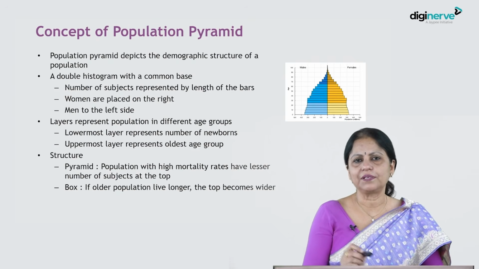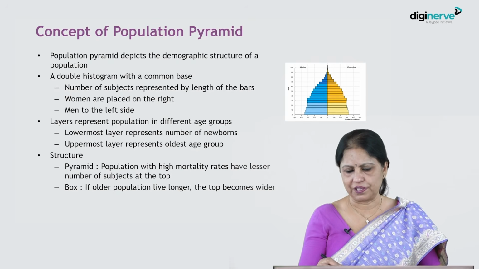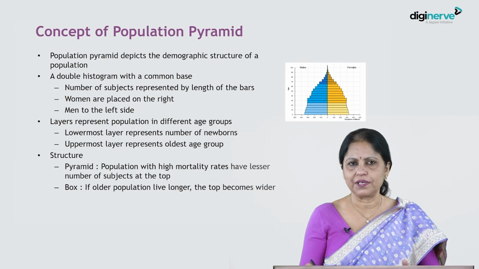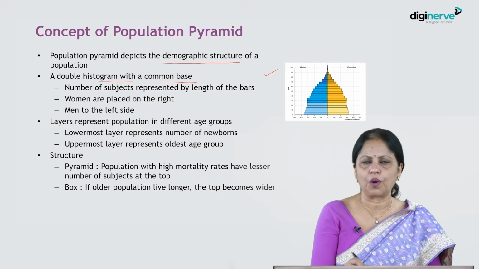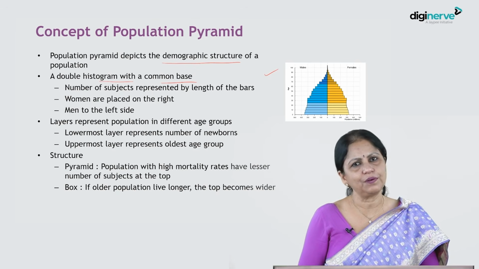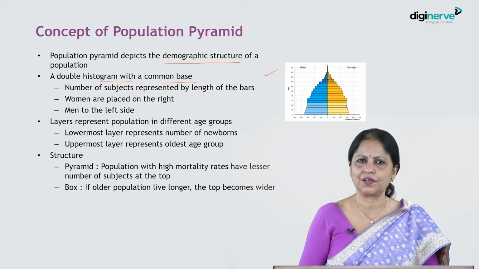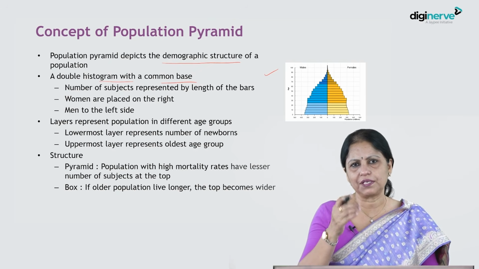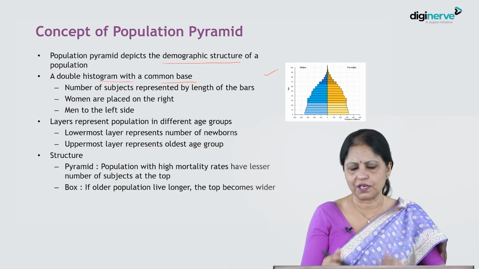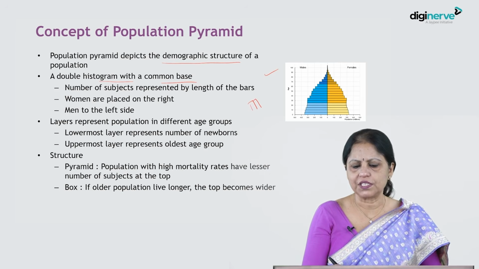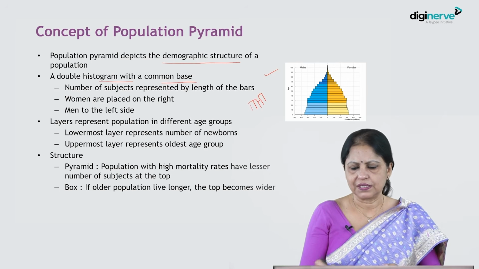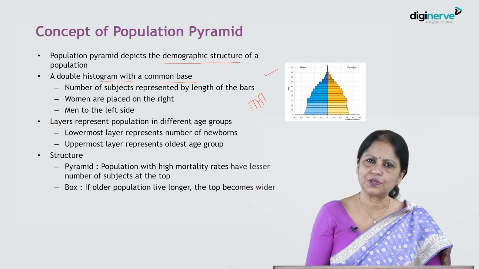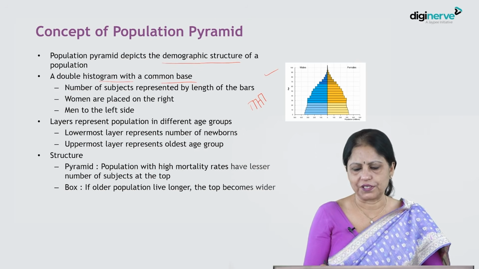This depicts the demographic structure of a population. This is a population pyramid. It looks like this, a pyramid. It is a double histogram with a common base. I have told you about histogram in the earlier session on statistics, data presentation. A histogram is basically multiple bars together. All the bars are together without any space in between. And this depicts the entire population. The length of the bar is equivalent to the size of that particular group.